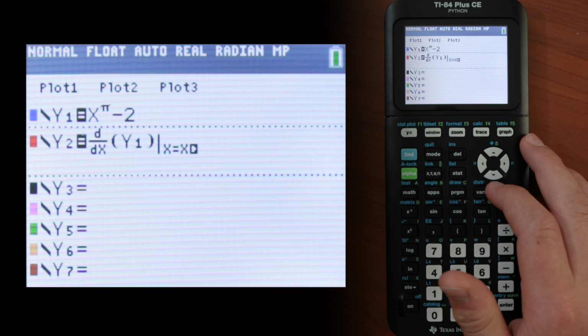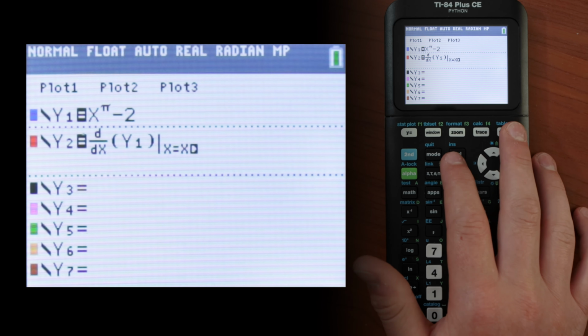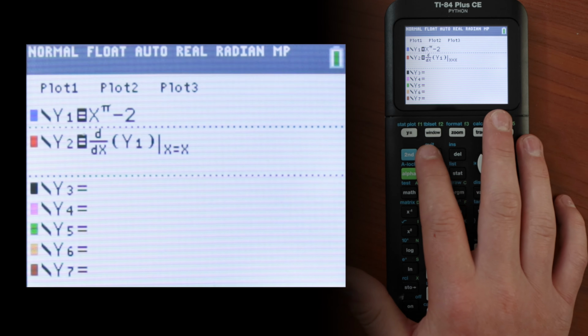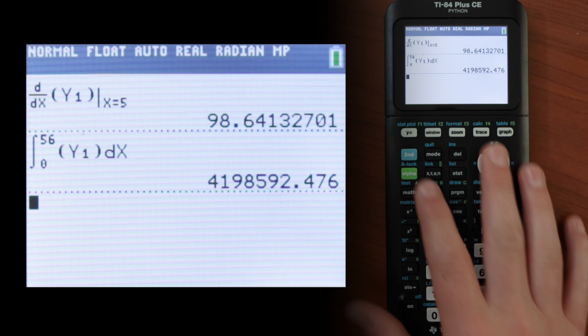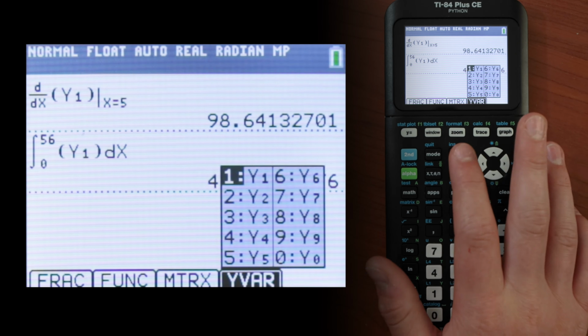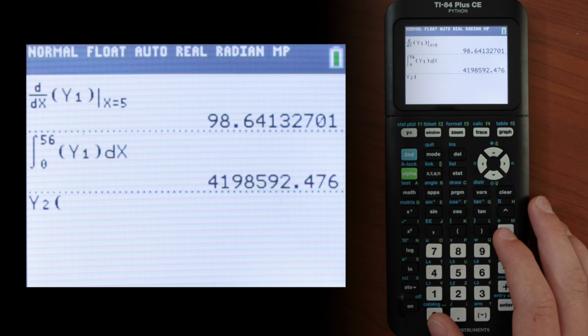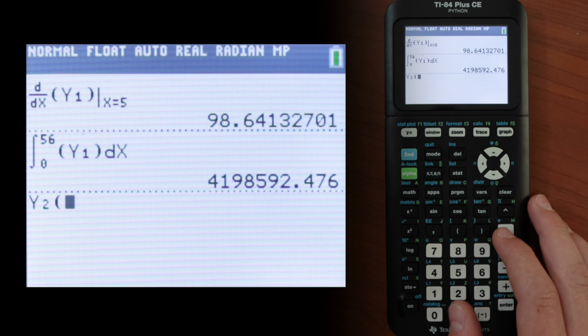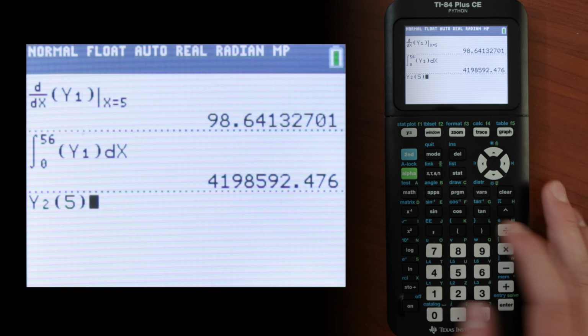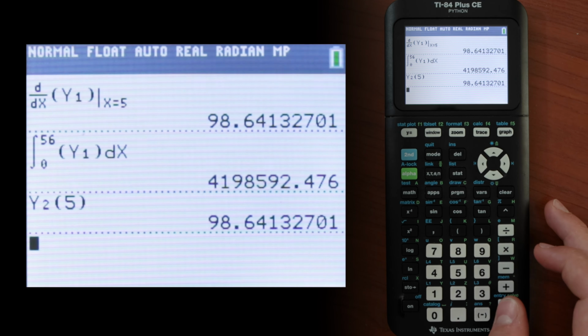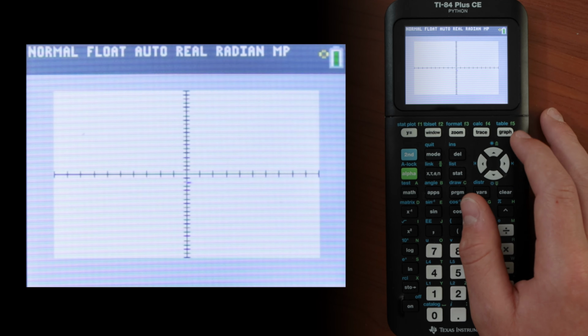So now if I want to evaluate this at any point, for example, I could hit second mode, and then I can hit alpha trace, hit 2 for y2, and then enter the derivative at any point. So up there we took it at x equals 5. Let's see if it's the same. And it is.